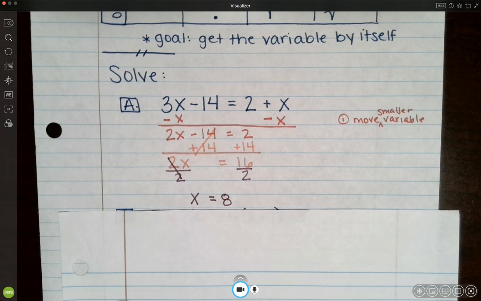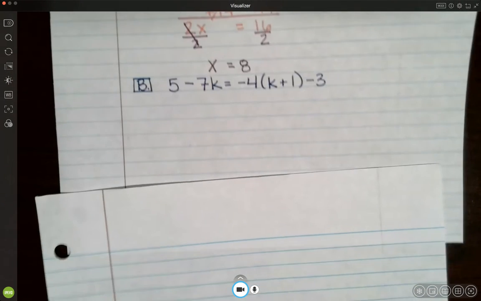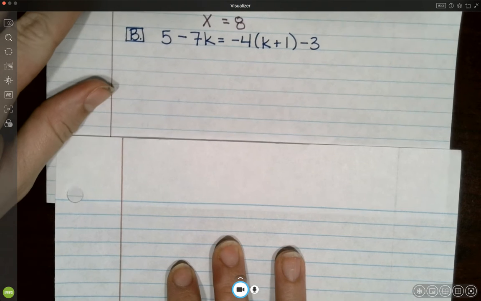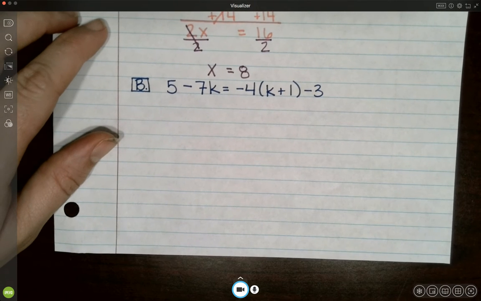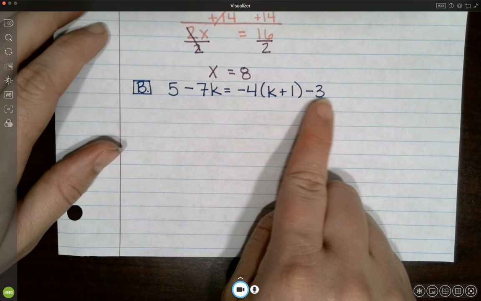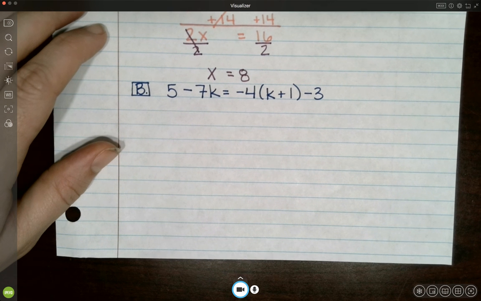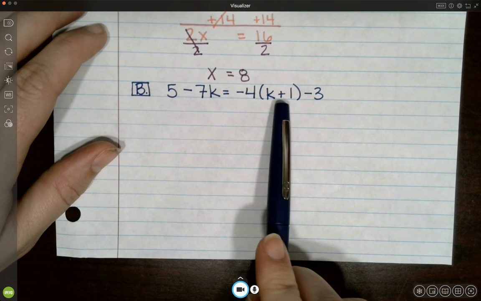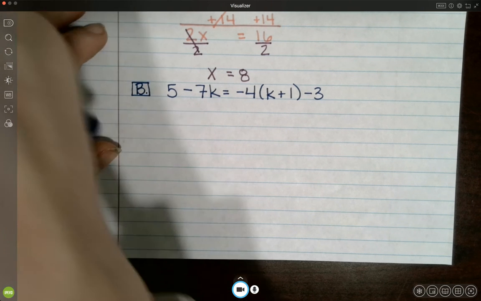All right, now in some cases, we're dealing with equations that have the distributive property attached to them. So in this case, we have 5 minus 7k equals negative 4 times the quantity of k plus 1, closed quantity, minus 3. So before we can start solving anything, we need to handle any parentheses and any combining like terms. So we handle the sides separately.